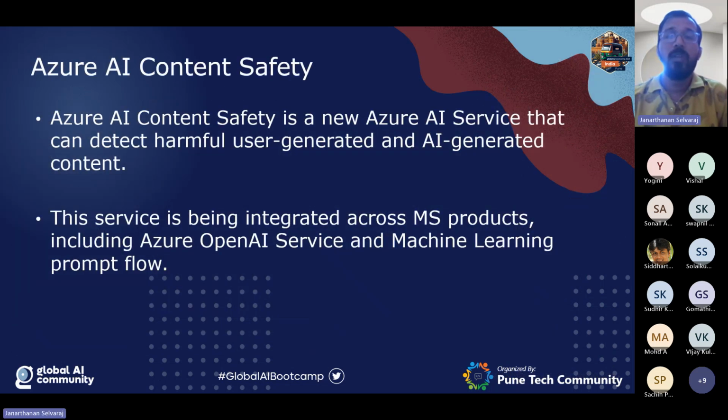So what is Azure Content Safety? Azure Content Safety is a service where you are able to detect both user-generated content and AI-generated content. If I want to moderate any user-related content as well as AI-generated content, you can make use of the content safety service. You may be able to integrate this service in your Azure OpenAI as well as in the machine learning prompt flow. In both these services, we may be able to integrate content safety. That is one of the important features.